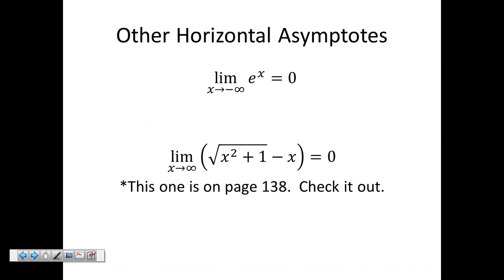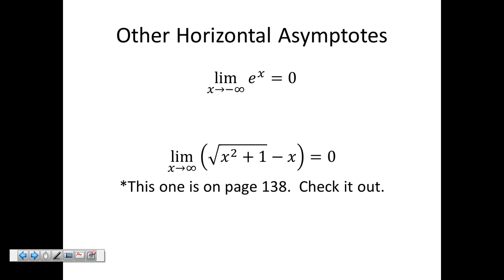Okay, let's take a look at some other horizontal asymptotes. If you take the limit as x approaches negative infinity, now that's going to the extreme left of the graph, of e to the x, it has a horizontal asymptote of 0. It does not have a horizontal asymptote going the other direction. Only as you go to the left, it has a horizontal asymptote of 0.